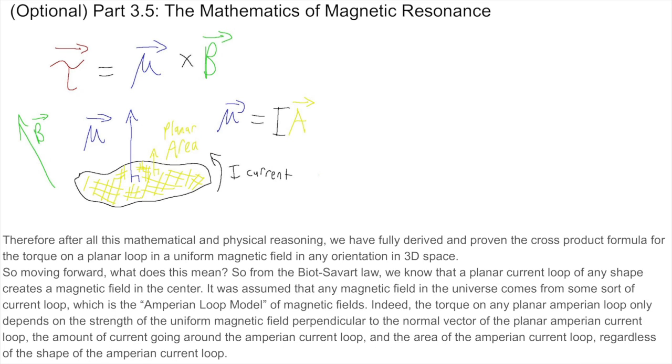Therefore, after all this mathematical and physical reasoning, we have fully derived and proven the cross-product formula for the torque on a planar loop in a uniform magnetic field in any orientation in 3D space. So moving forward, what does this mean?